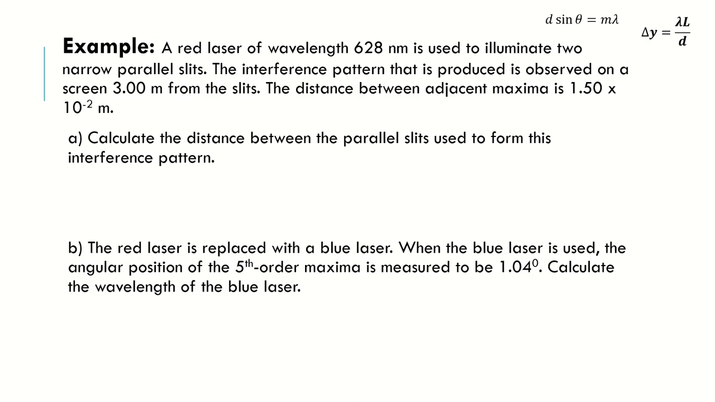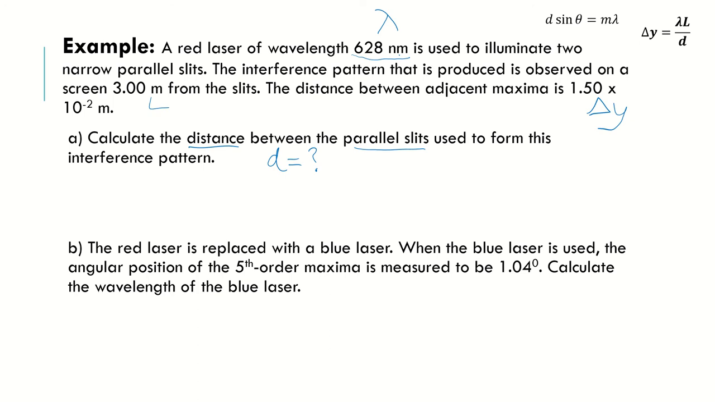So, 2 more examples. In this one we have a red laser, 628 nanometers. So nano is times 10 to the minus 9. It's used to illuminate 2 narrow parallel slits. Interference pattern is 3 meters away. So we've got L, we've got wavelength, and we've got the distance between the adjacent slits, delta y. Calculate the distance between the parallel slits used to form this interference pattern. So we're actually looking for d. d is the distance between the parallel slits.